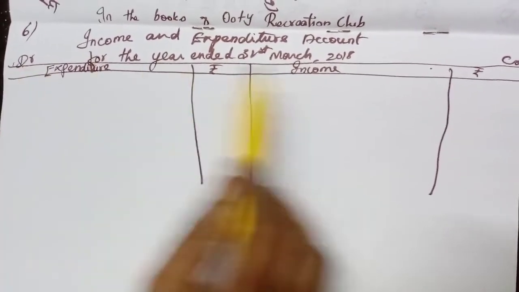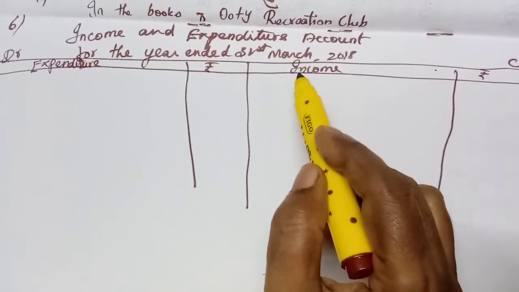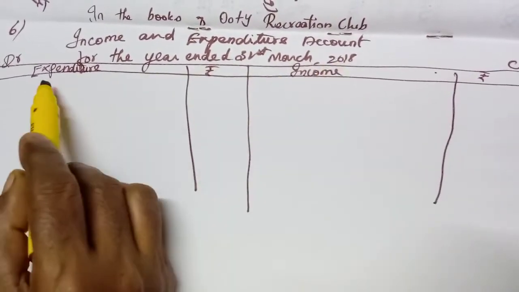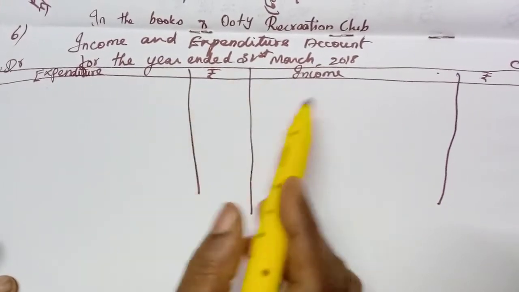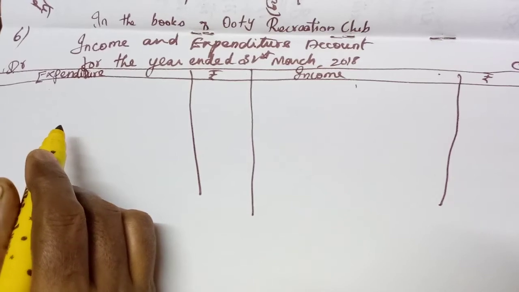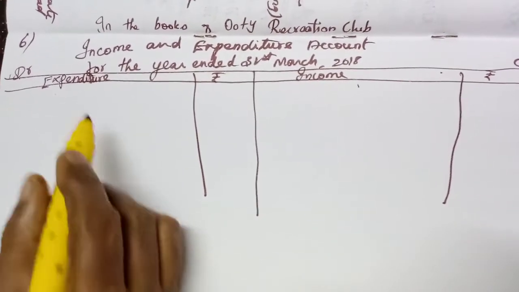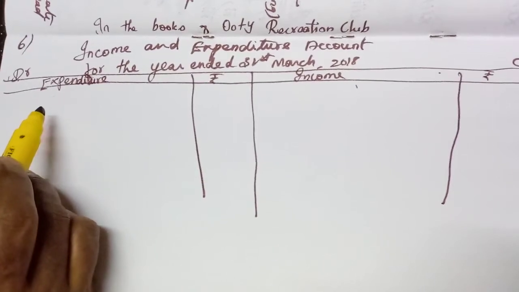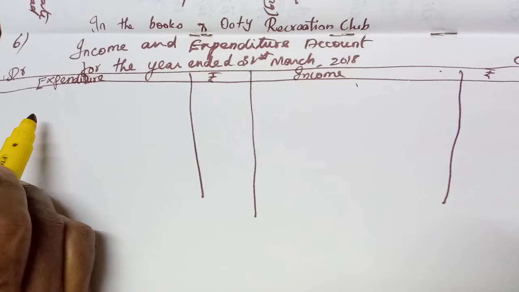Then write debtor, creditor. Then on the right side, rupees. Then income you have to write. Left side, expenditure, rupees. The last amount column you take. Now we have to start from the receipts and payments account. If it is expenditure, you have to see the payment side. What is given first?